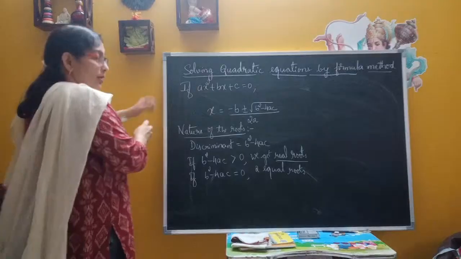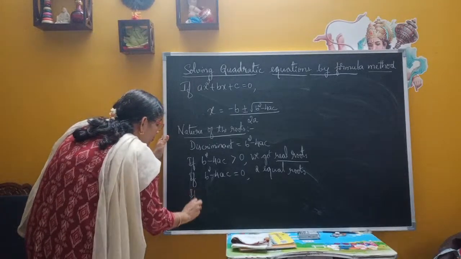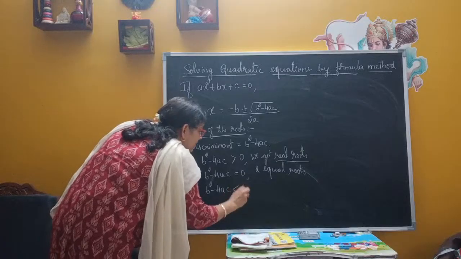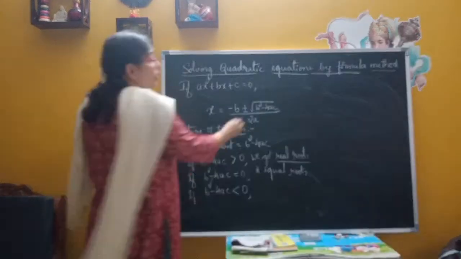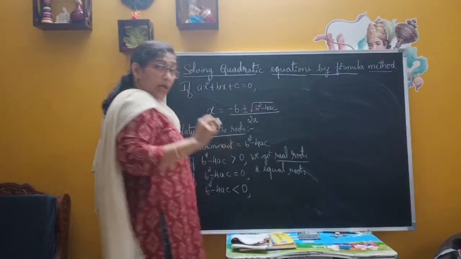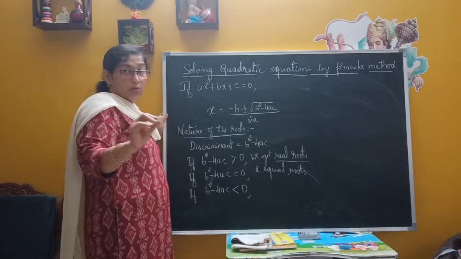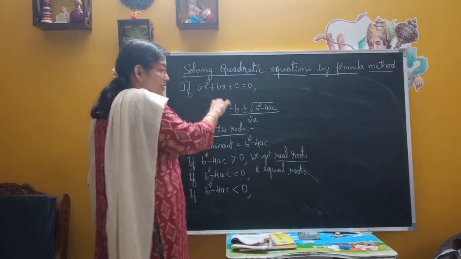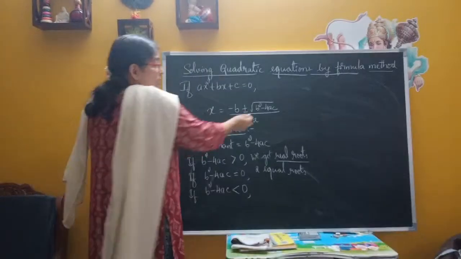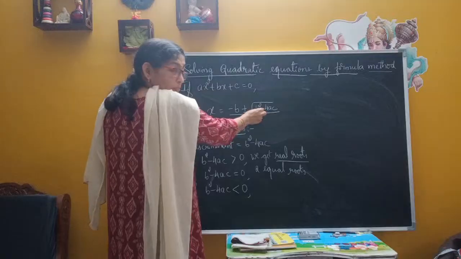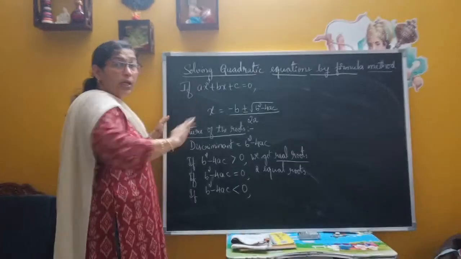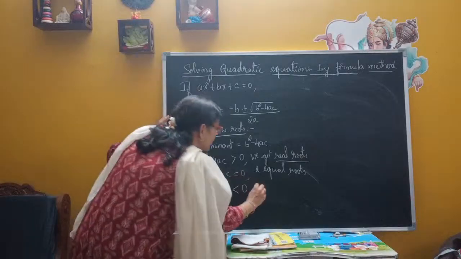The last situation is if b square minus 4ac is less than 0. For example, you get here minus 5 inside the square root sign. We cannot have the square root of a negative number, isn't it? It is a complex or imaginary number. Therefore, if it is negative here, we do not get any real roots.